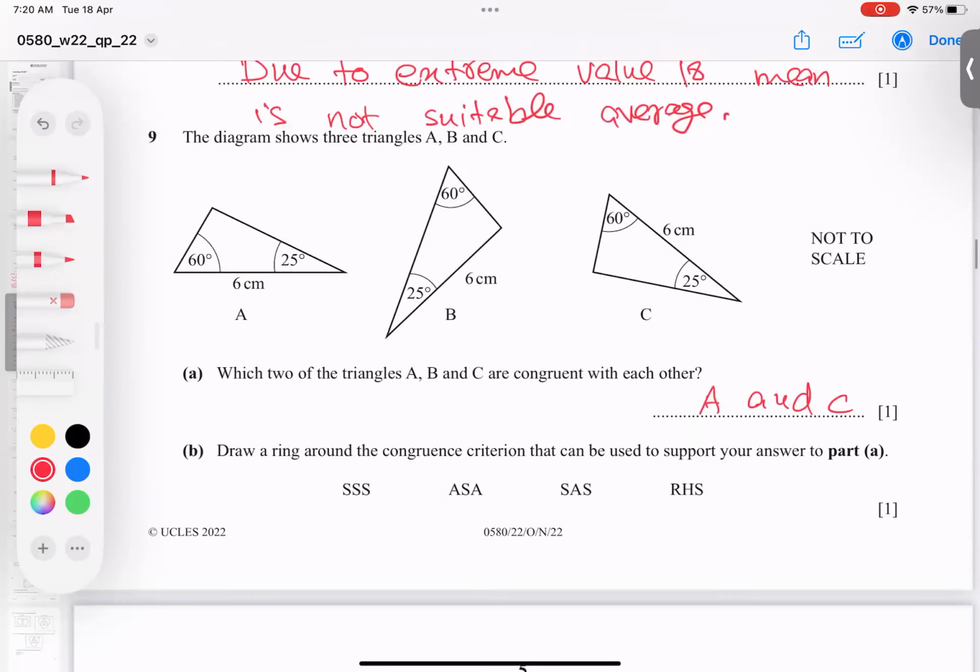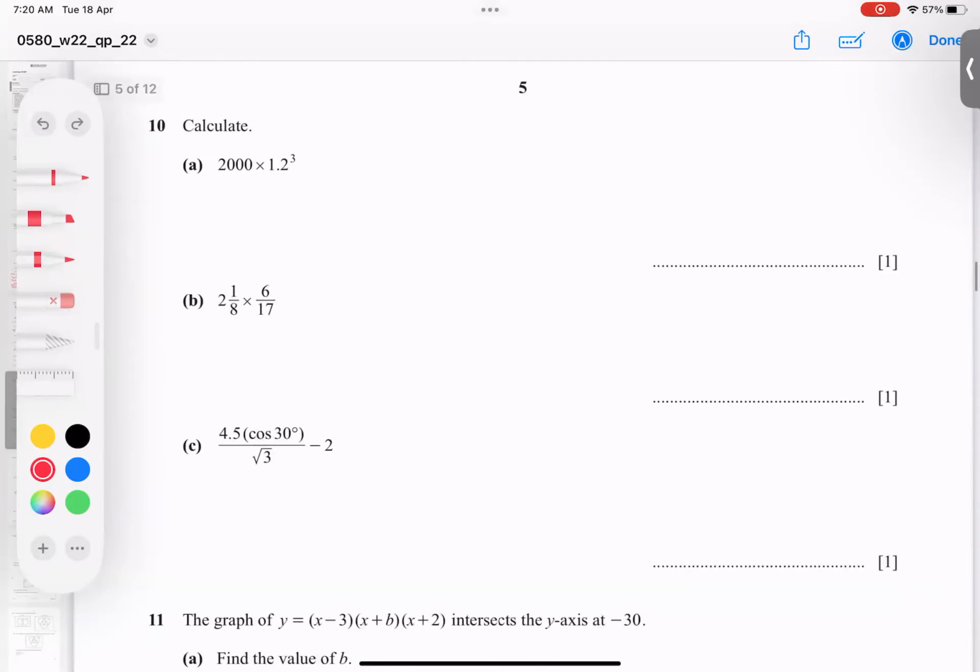Now you're asked to draw a circle around the congruence criterion that can be supported to answer part A. So as I said before, this is what is called ASA: A for angle, S for side, angle, side, angle. So I think you got the point very clear. So this is our answer. And that is why these two diagrams become congruent, because of two angles and one side. A for angle, S for side. And I believe you got the idea.